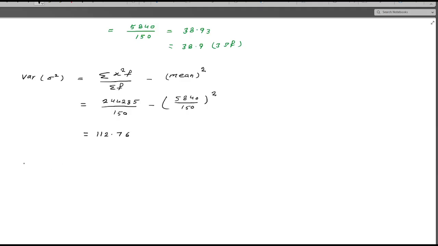112.76. This is your variance, and therefore your standard deviation, which is sigma, is the square root of 112.76, which is 10.618. So I can say 10.62, or in three significant figures it is 10.6.